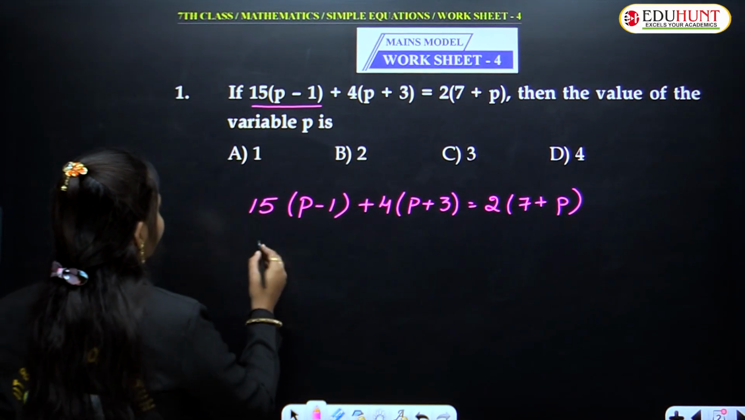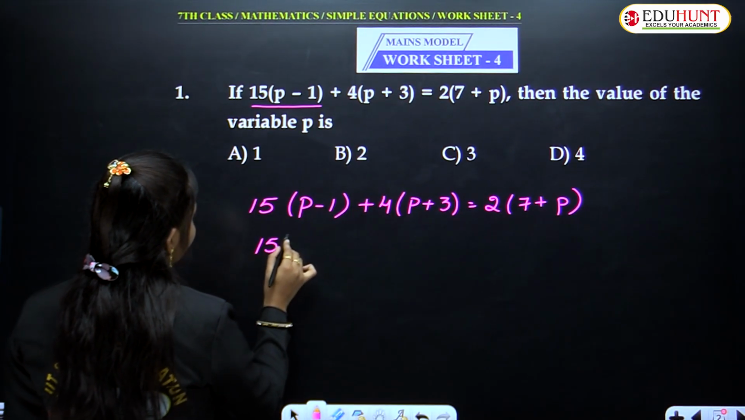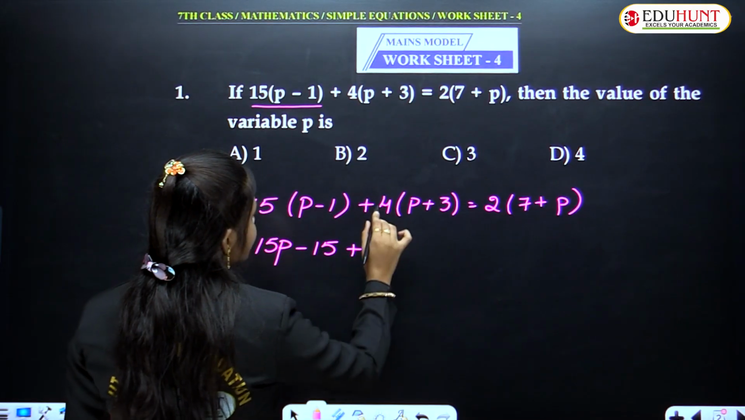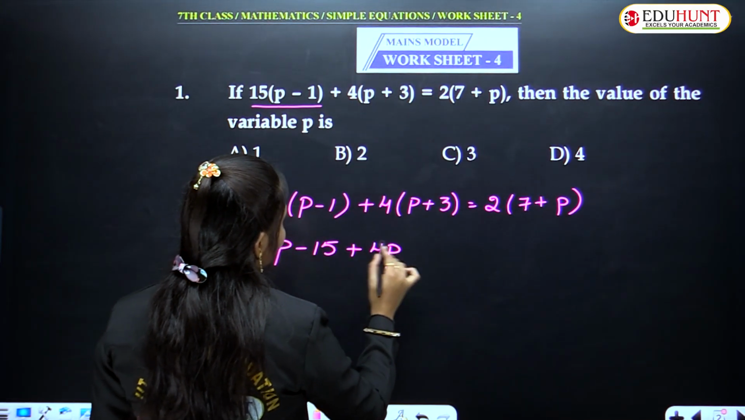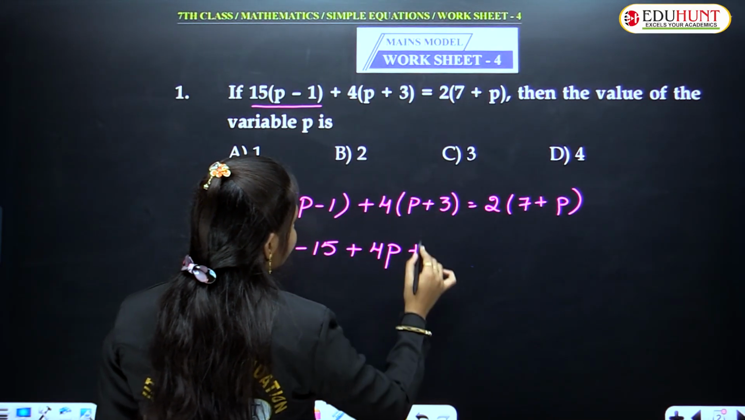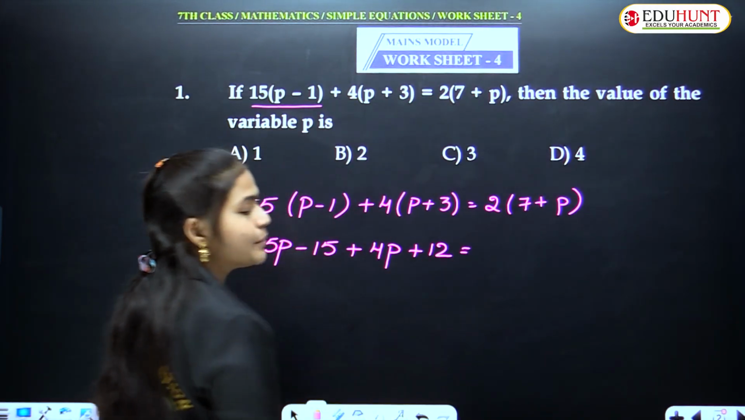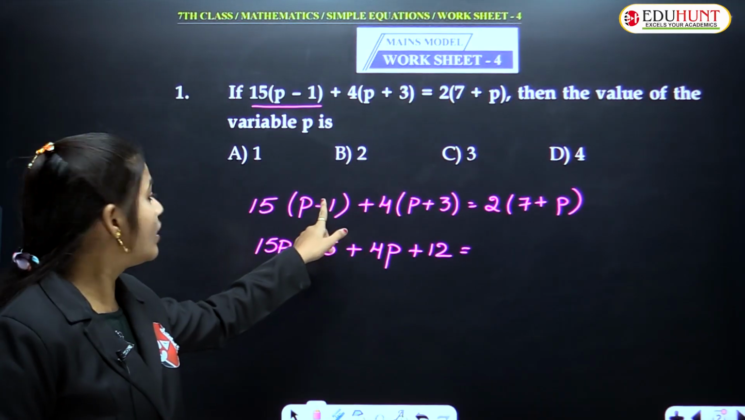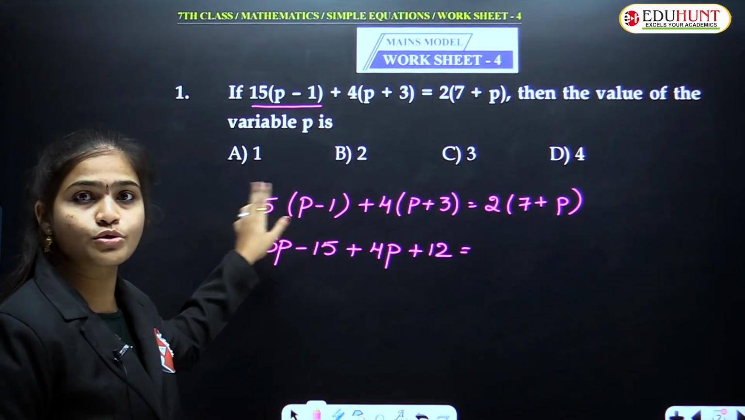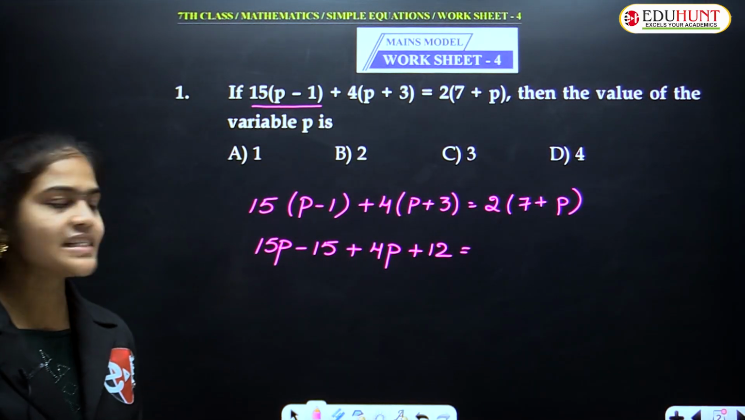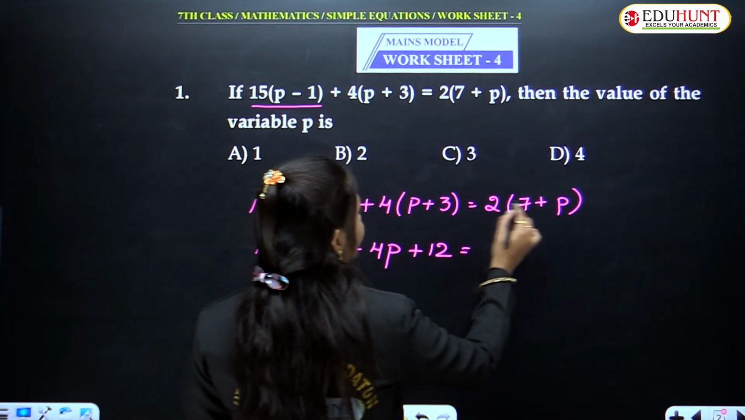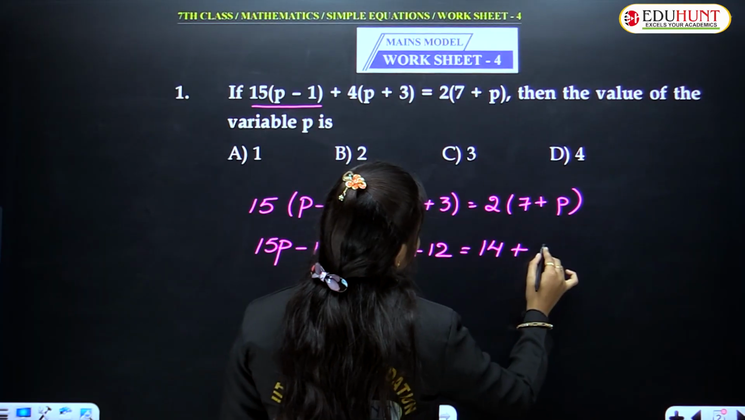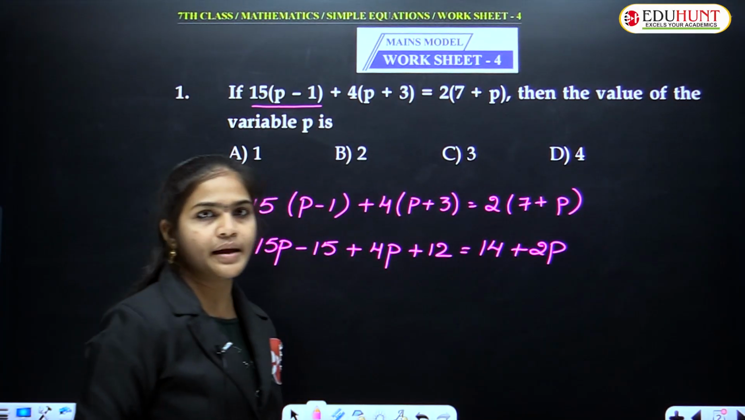See here. 15 into p is 15p, minus 15 into 1 is 15, plus 4 into p is 4p, plus 4 into 3 is 12. We just have to take the product of the number and the given expression. And 2 into 7 is 14, plus 2 into p is 2p. Am I clear?